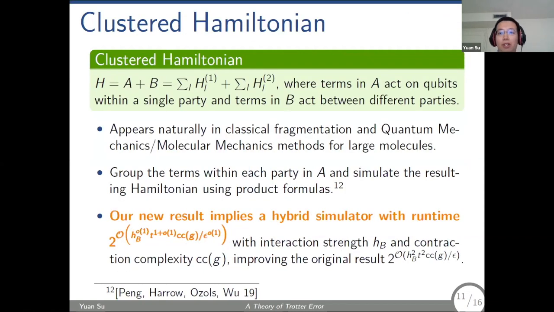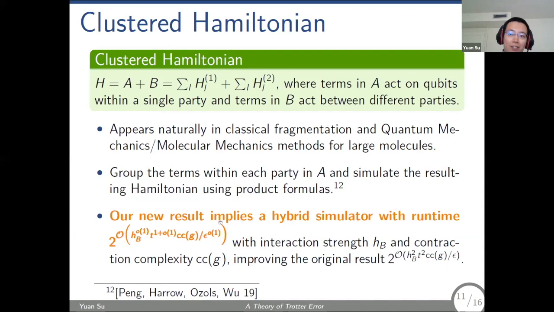Okay, next example, clustered Hamiltonians. In this case, you have a Hamiltonian acting on n qubits, and those qubits are grouped into different parties. You have strong interactions within each party, and weak interactions between different parties. There's a previous algorithm developed by Peng, Harrow, Soleimanifar, and Wu. They give a hybrid classical-quantum simulator for simulating such clustered Hamiltonians, and their algorithm uses product formulas as a subroutine. So we can again apply our new analysis of product formulas to improve the performance of their simulator.